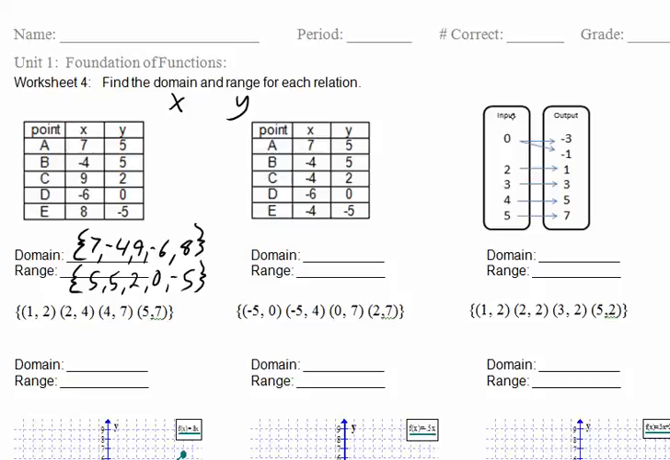In the graphing, in the mapping, you would do the same thing. You would just say the domain is 0. Since 0 has two outputs, we might want to put it twice: 0, 0, 2, 3, 4, 5. That way when we do the range, we can also tell which one goes with which.